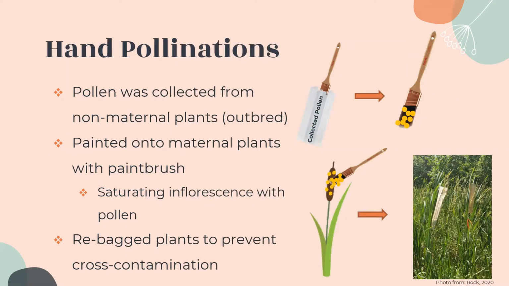I followed a similar protocol for inbred plants, except instead of using a paintbrush to apply the pollen, I simply broke off the male inflorescence and rubbed that directly onto the female inflorescence until again it turned from brown to yellow.